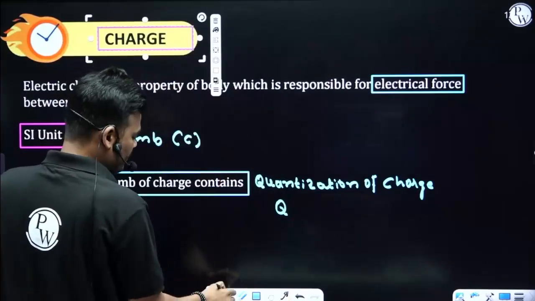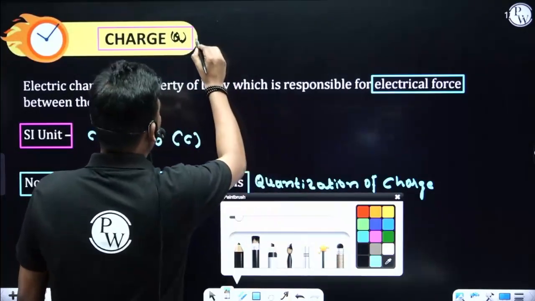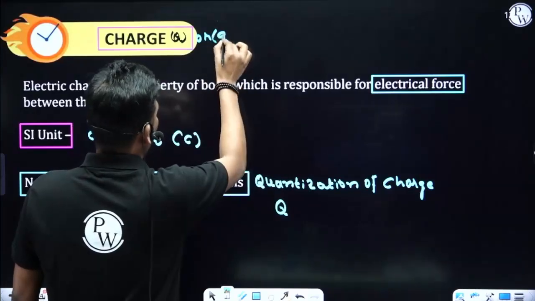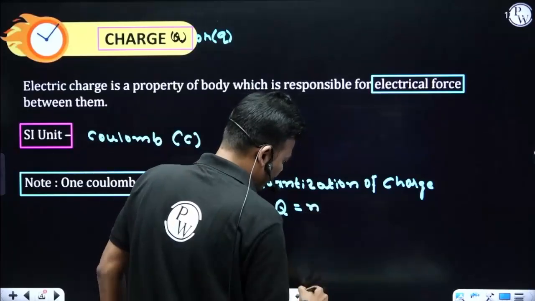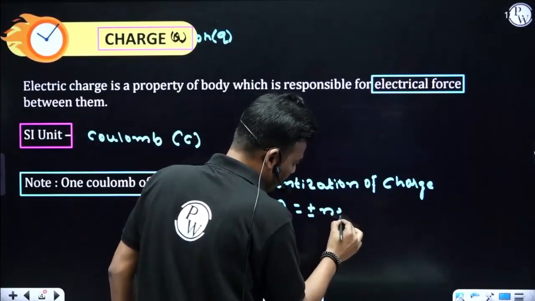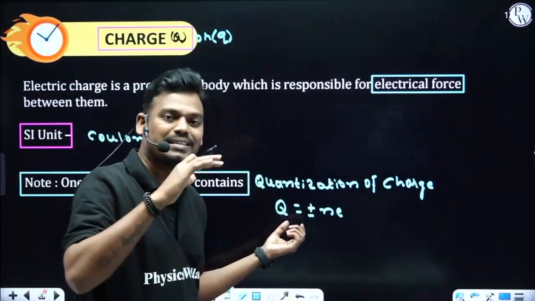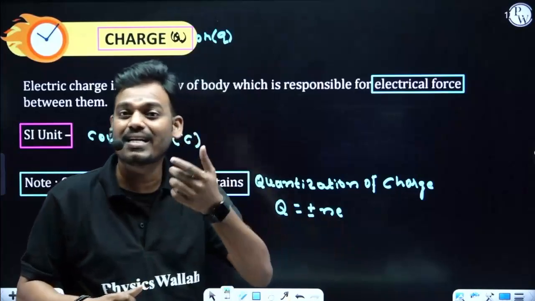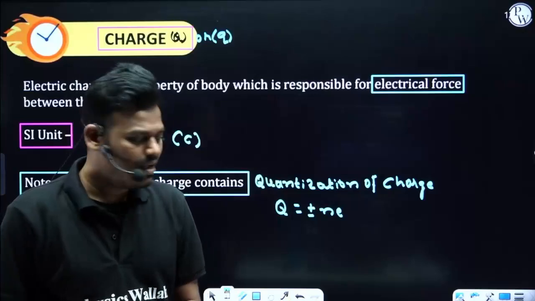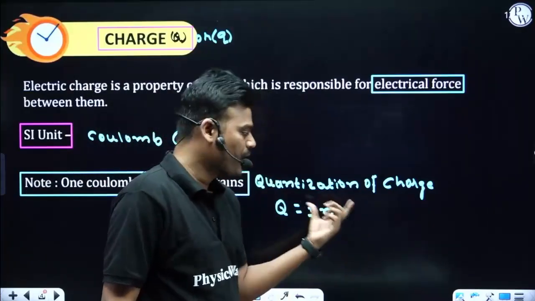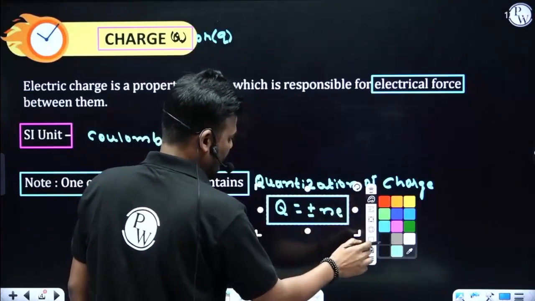According to that, the charge is represented by Q, maybe a small letter q or a capital letter Q. Here I have written capital Q, and it is given by Q equals plus or minus Ne, where N is the number of charged particles present on that body, Q is the total charge on the body, and e is the charge on an electron or a proton. We will see what this e value is. According to this concept we can find out how many electrons are present in 1 coulomb.